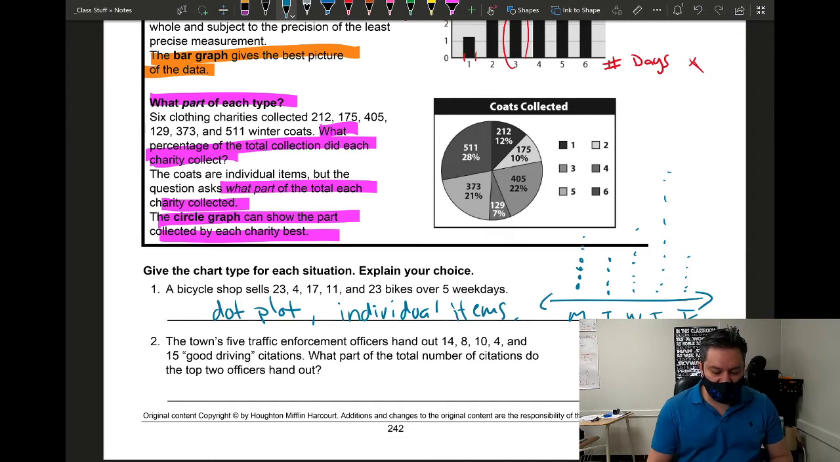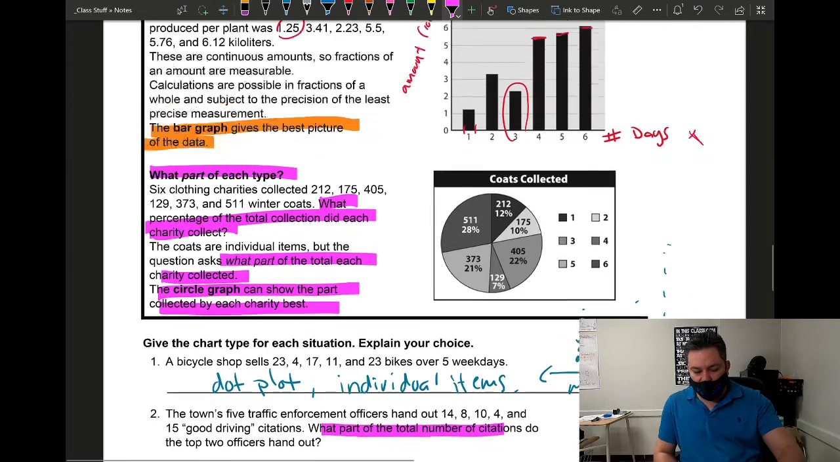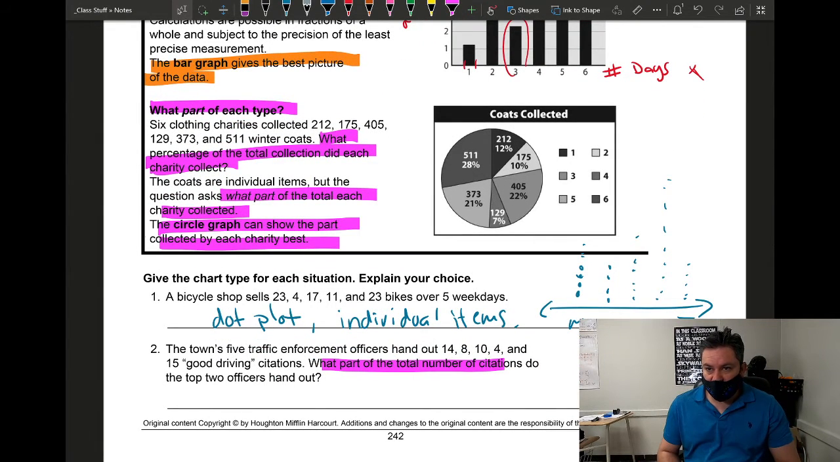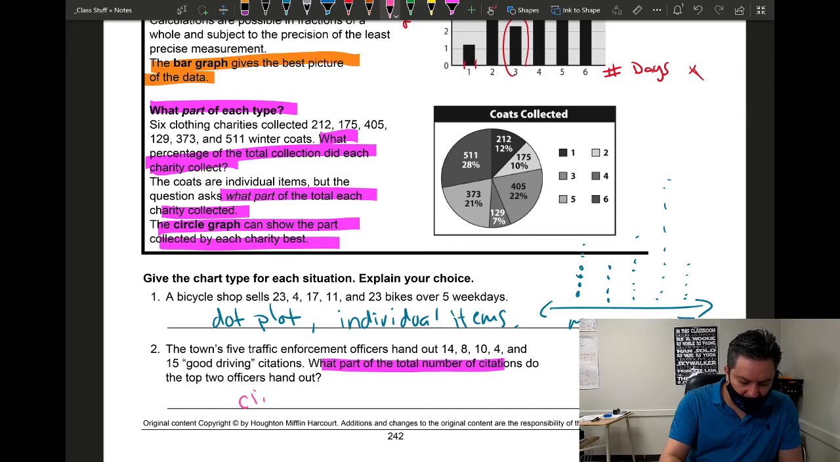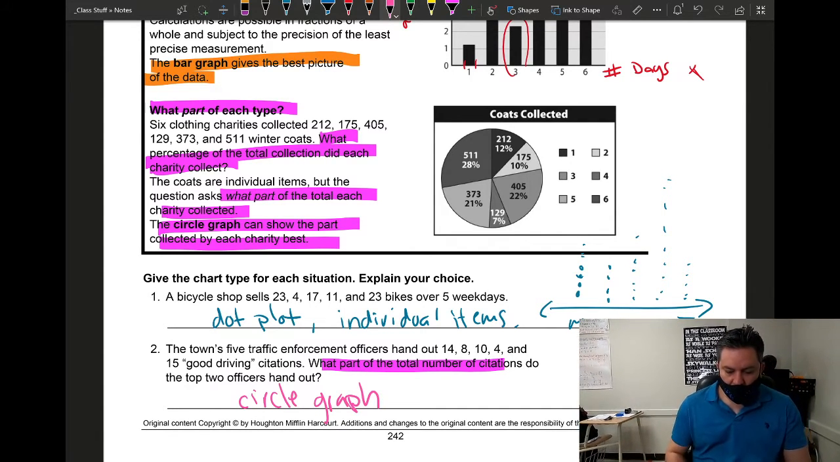Now, number 2, it says, the town's 5 traffic enforcement officers hand out 14, 8, 10, 4, and 15 good driving citations. What part of the total number of citations, again, part of the total, which one are we using? Part over total. What type of graph are we using? Which one is the best one for this case? We're looking for a part. So in this case, we're going to be using the circle graph. So it's part over total.